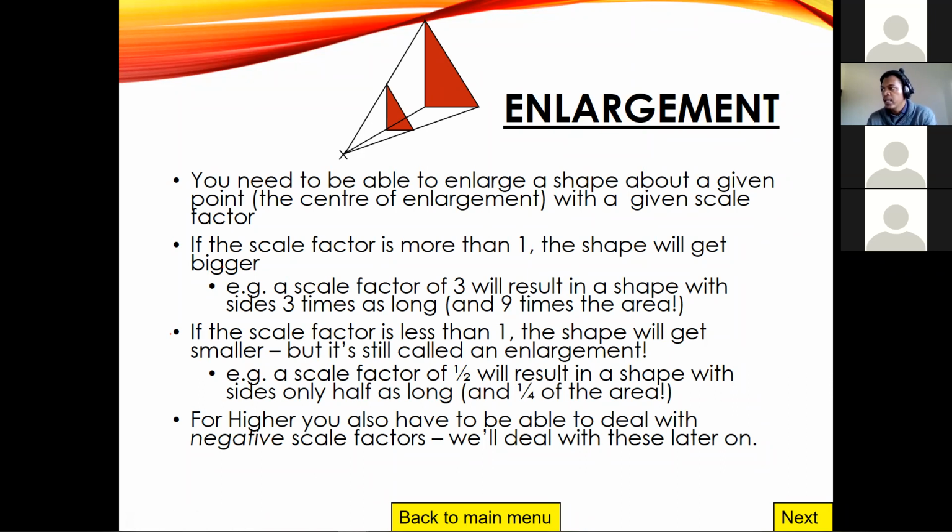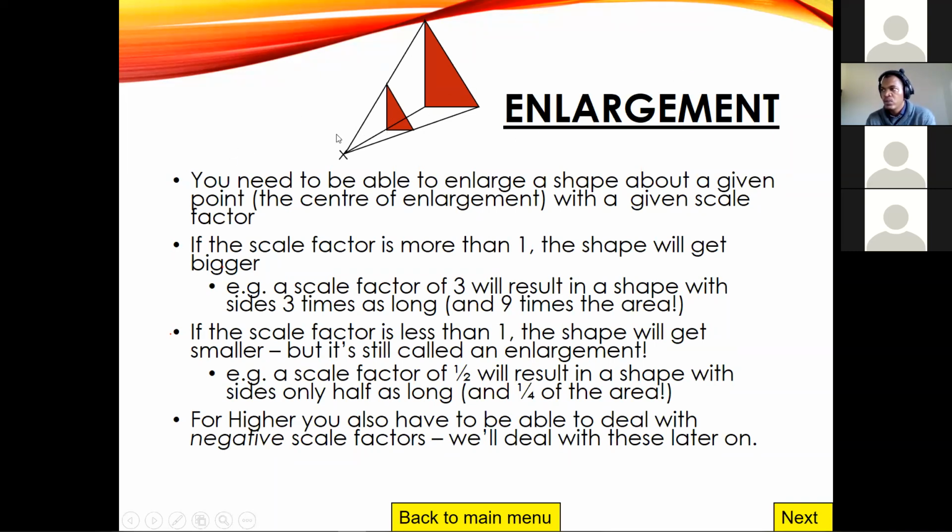We move on to enlargement. For enlargement, you'll need to be able to enlarge a shape by a given degree or scalar quantity. That is normally what we say. We normally call this a scale factor. And enlargement is not only making big, it's also making small. So we have increased enlargement and we have decreased enlargement, right? So one is to make big, the other one is to make small. So you need to know how to do both of them.